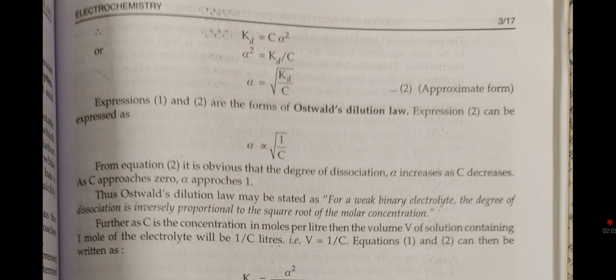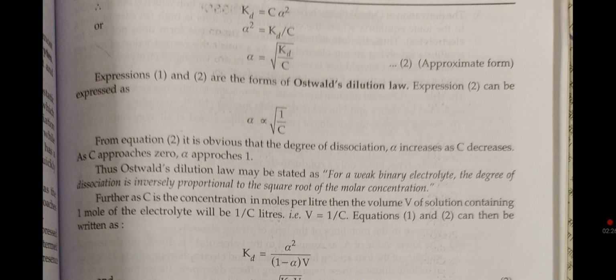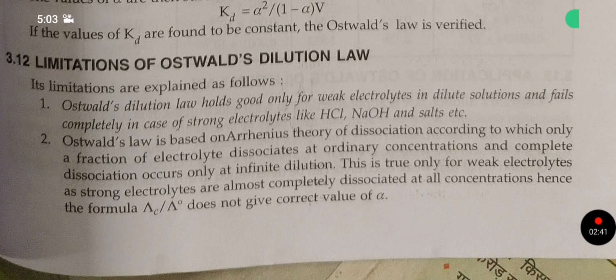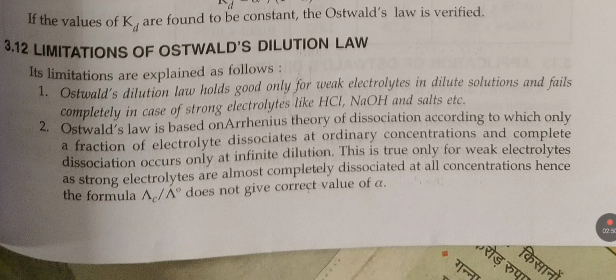Further, as C is the concentration in moles per liter, the volume V of solution containing 1 mole of electrolyte will be 1 by C liters, that is, V is equal to 1 by C. Equations 1 and 2 can then be written as Kd is equal to alpha square by 1 minus alpha times V, and alpha is equal to under root Kd V. If the values of Kd are found to be constant, the Ostwald law is verified.